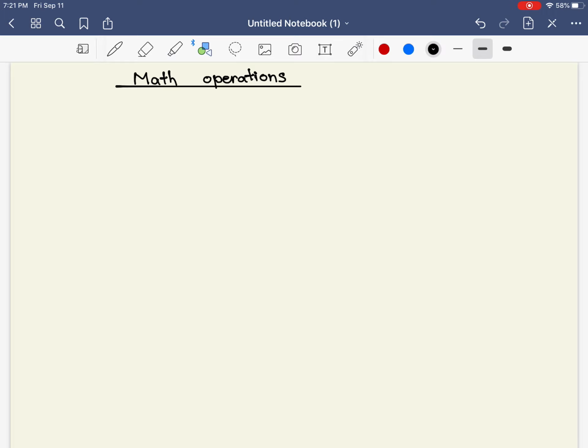So let's start with adding and subtracting. What would you do if you're asked to add two numbers or subtract two numbers, based on what I am expecting your answer to be reported in? So let's take a look at the first question.